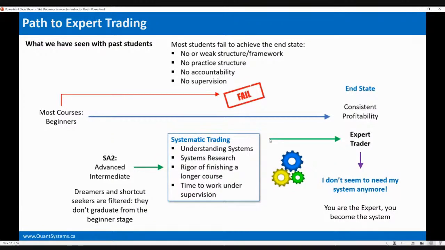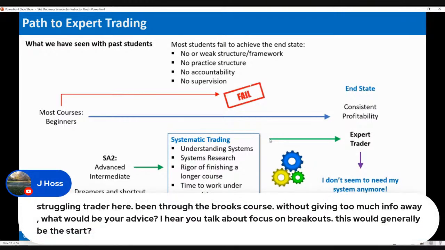Absolutely. And to James's point, I'm going to pull up your question here. I've gone through the Brooks trading course. Without giving too much info away, what's your advice? I hear you talk about focusing on breakouts. Would this be where to start?